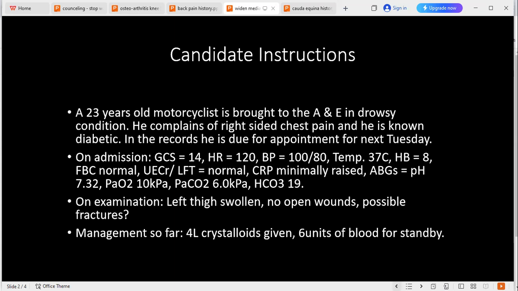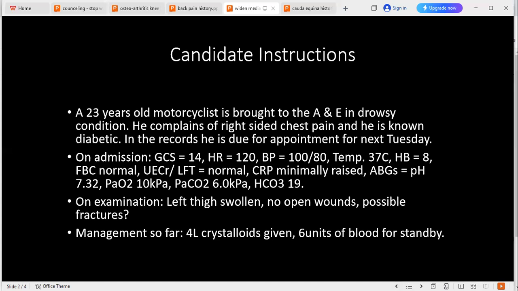Yes, I have this 23-year-old man, known case of diabetes, presented as a case of RTA in a motorcycle accident. Clinically, the patient has right chest pain, and on arrival, his GCS was 14. His Glasgow Coma Scale was 14, and his heart rate is 120, and blood pressure 100/80. His temperature was normal, and there is left thigh swelling. We did investigations. His hemoglobin is 8, and his urea and creatinine were normal.